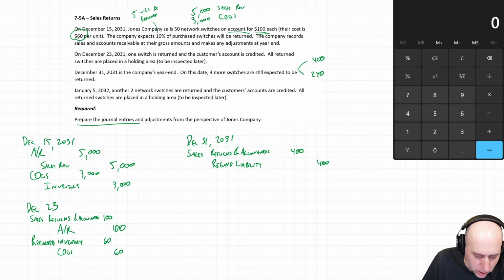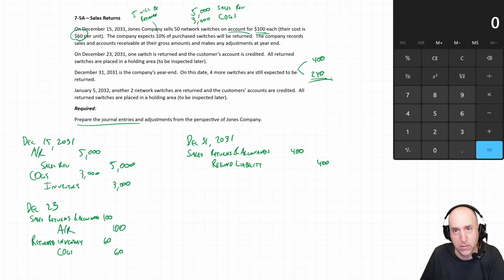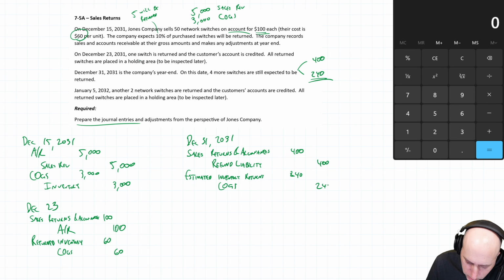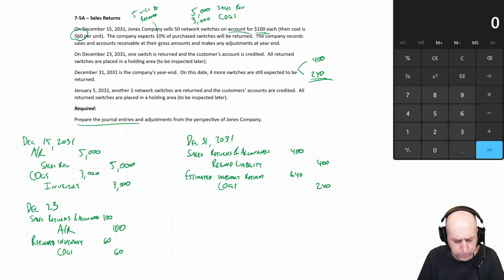And we also have to deal with the expected inventory. If they're going to make this return, they're also going to bring us back a bunch of inventory. So we set up an asset account called Estimated Inventory Returns, $240, and we credit COGS, $240. Okay, that's it for December 31st.